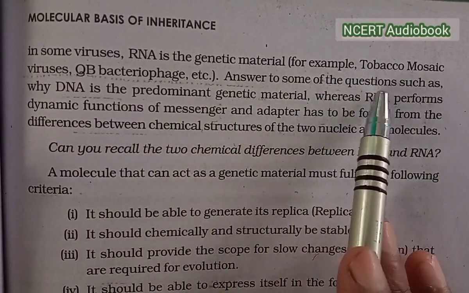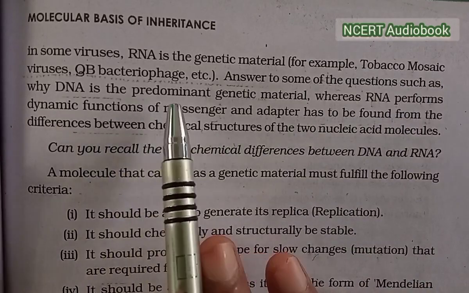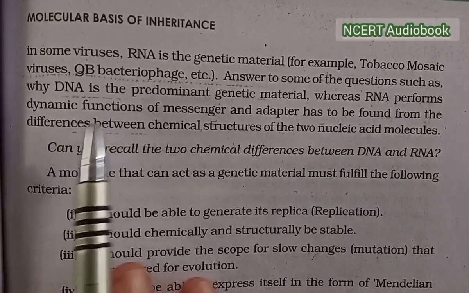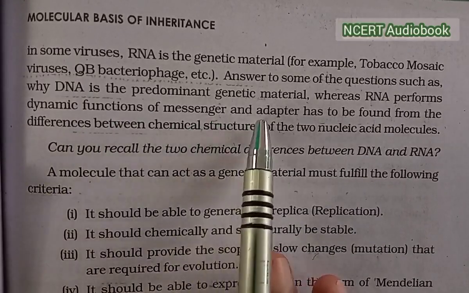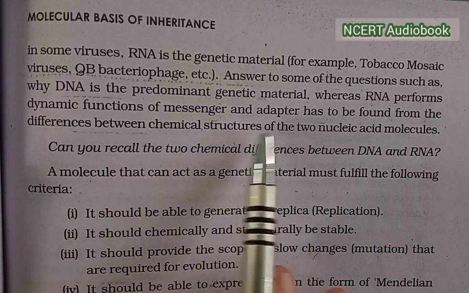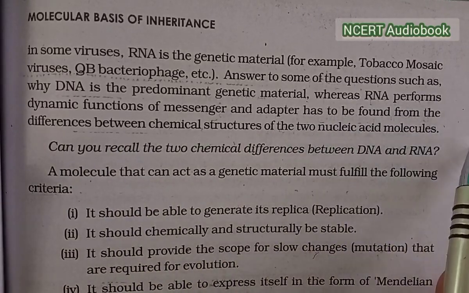Answers to some questions, such as why DNA is the predominant genetic material whereas RNA performs dynamic functions as messenger and adapter, have to be found from the differences between the chemical structures of the two nucleic acid molecules.